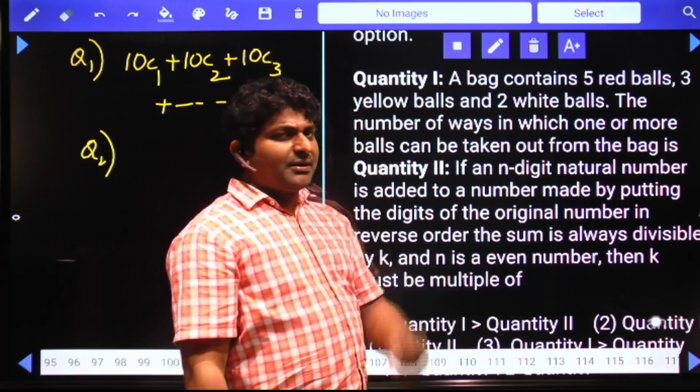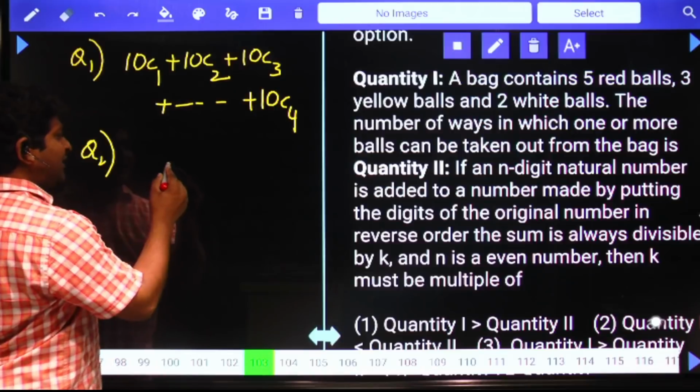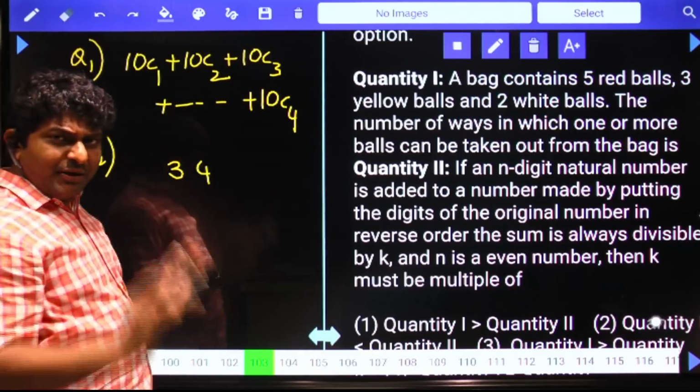Let us start with the least number. 2 digit number. You pick any 2 digit number on your own. I will take maybe 34. Any 2 digit number you can pick.